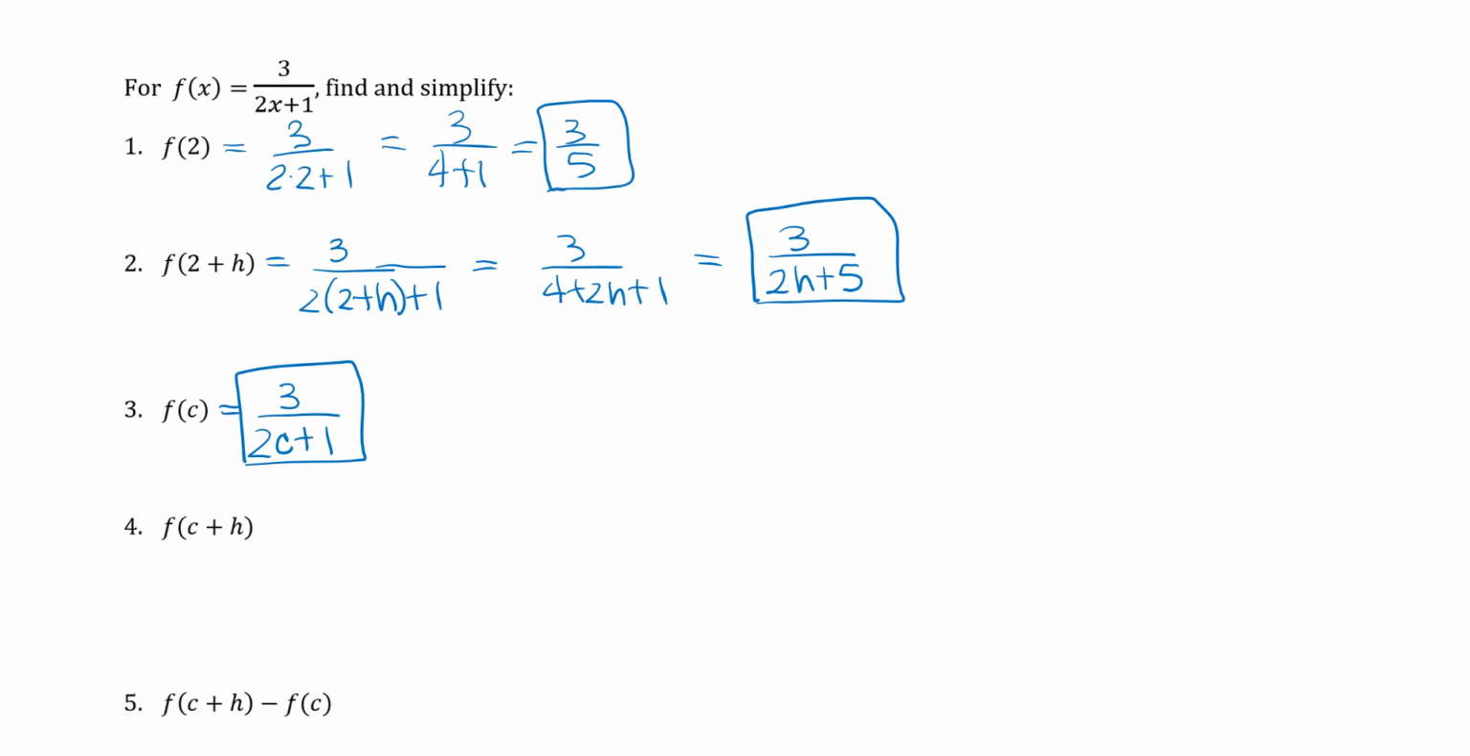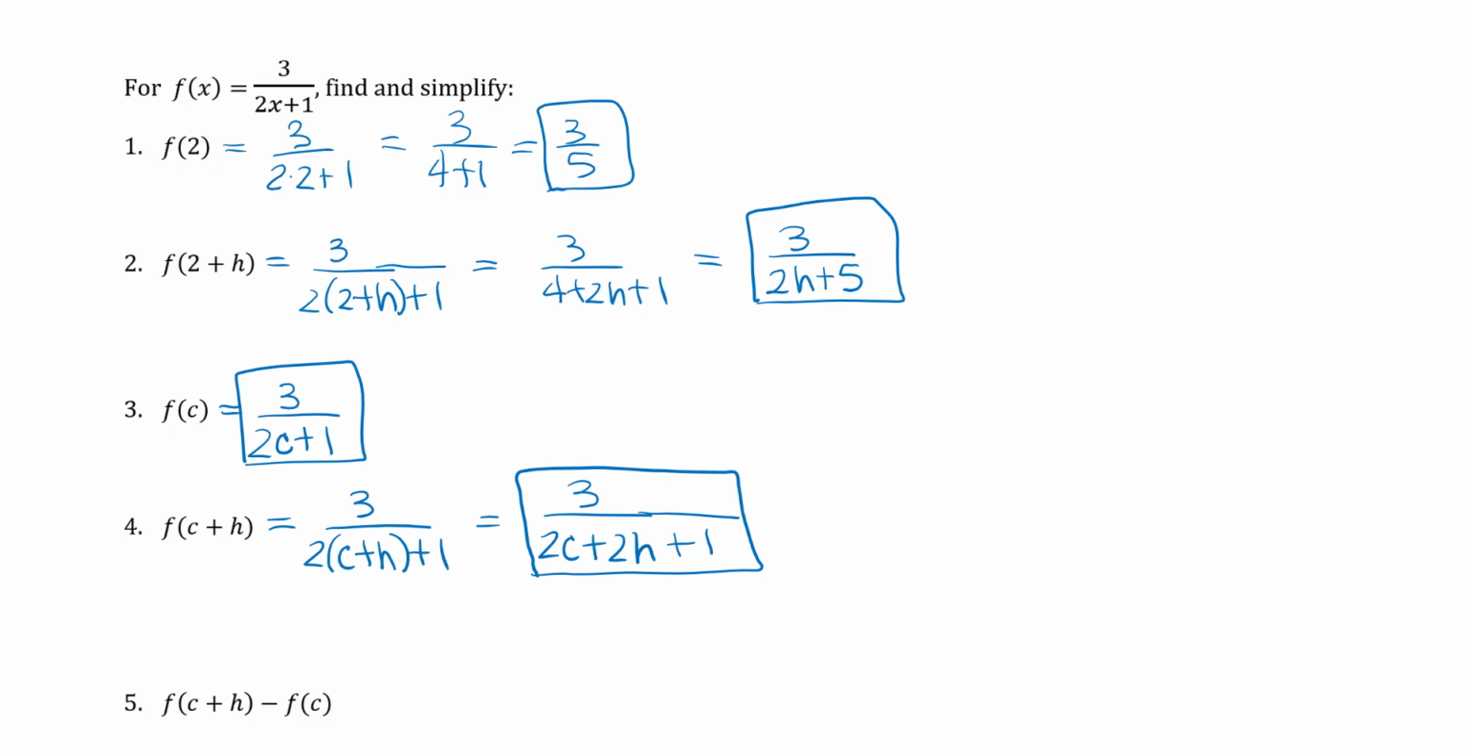All right, f of c plus h, I'm going to put that whole c plus h in place of x, and then to simplify, really all I can do is distribute through the 2 on the first 2 terms on the denominator. I don't have any like terms, so that's as simple as we can get.